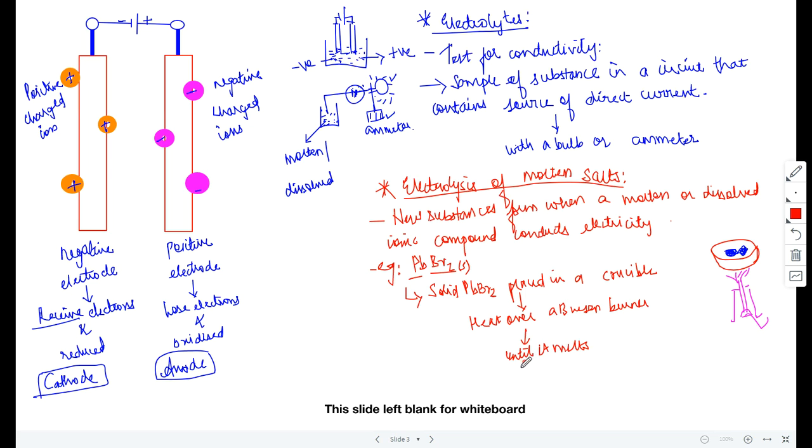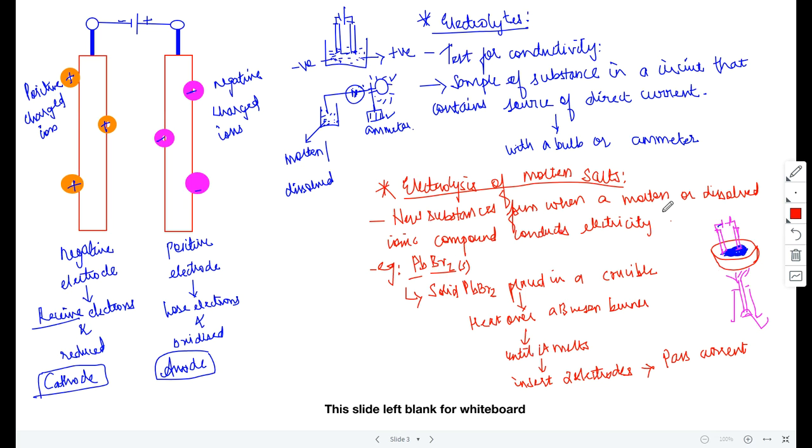Now we observe that it has melted; this solid is now molten. Now we insert two electrodes into this molten electrolyte, because we need electrodes for the particles to get attached to, and we pass a direct current through them. So: insert two electrodes, pass current. This is the procedure of how I conduct electrolysis of a molten salt, lead bromide.